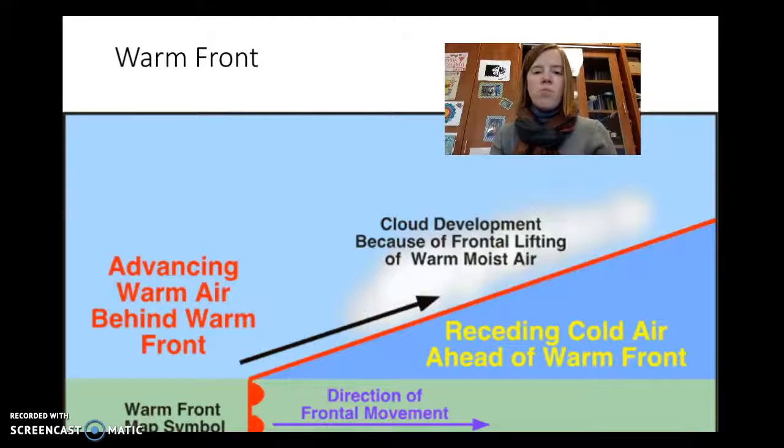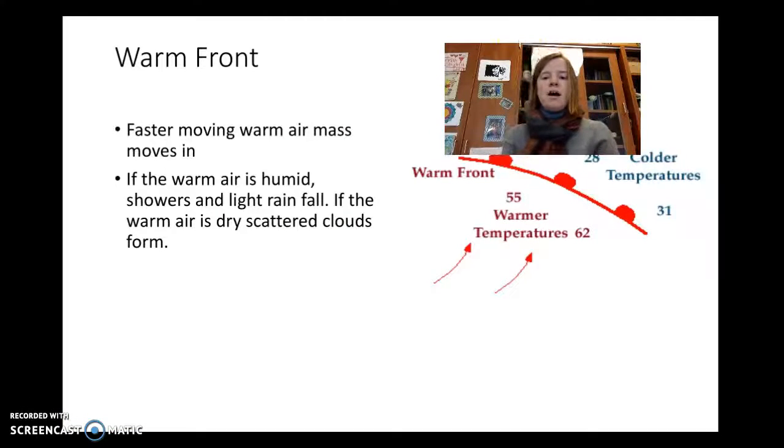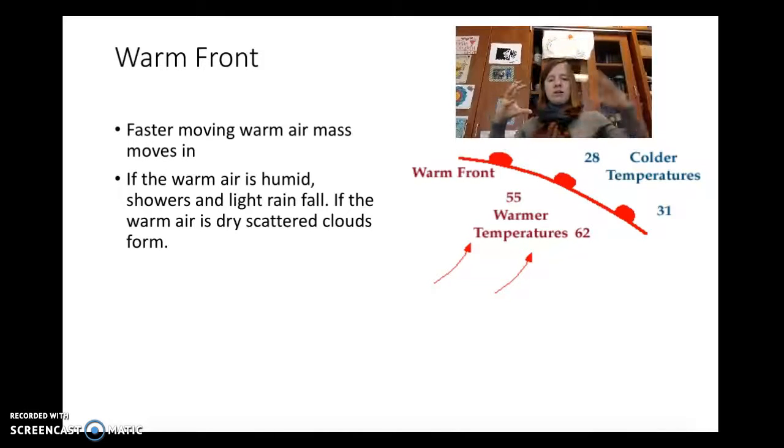So a warm front is moving faster than that cold air. It's moving faster, so it kind of takes it over. If the warm air is humid, then you have scattered showers, and if it's warm, then it's just clouds. So again, it all has to do with where those air masses are forming. If you've got a continental air mass, it's going to be dry and cloudy because of that warm front. And if you've got a maritime air mass, then it's going to be humid and you're going to have showers.